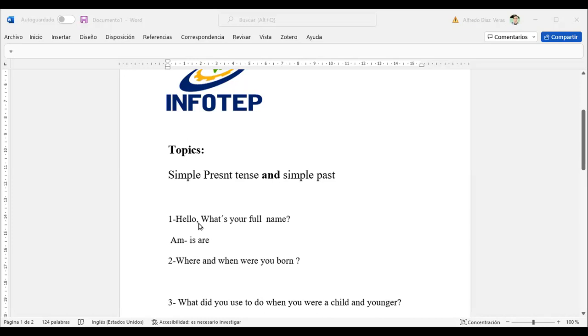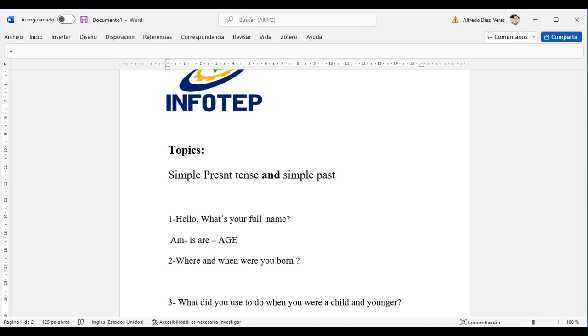As I was telling you, here we have a simple question that when a person asks you, hello, what's your full name? That means you need to include a greeting. You need to say, hi, my full name is, and we have the verb to be. This is a simple present tense verb to be, and we have three conjugations: am, is, are. And as you know, the verb to be is used to talk about age. When you say I'm 27 years old, this is the verb to be. When you say my father is 55 years old, this is the verb to be.